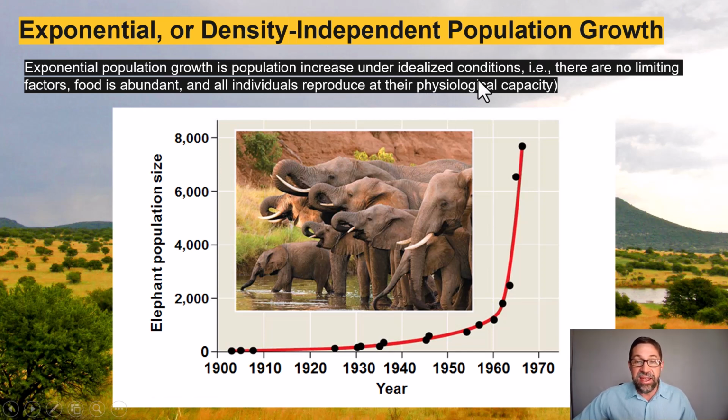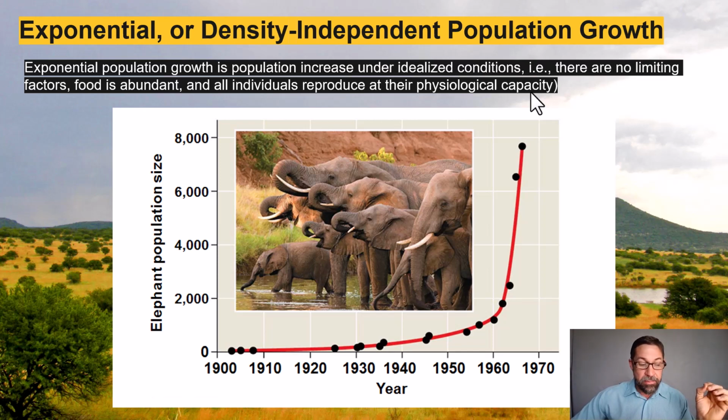This occurs under idealized conditions. That is to say, it's a perfect world for this species, and there are no limiting factors. Food is abundant, meaning there's plenty to eat for everyone in the population, and therefore all individuals within the population are reproducing at their physiological capacity. They're pumping out offspring as quickly as they can given their physiological constraints.